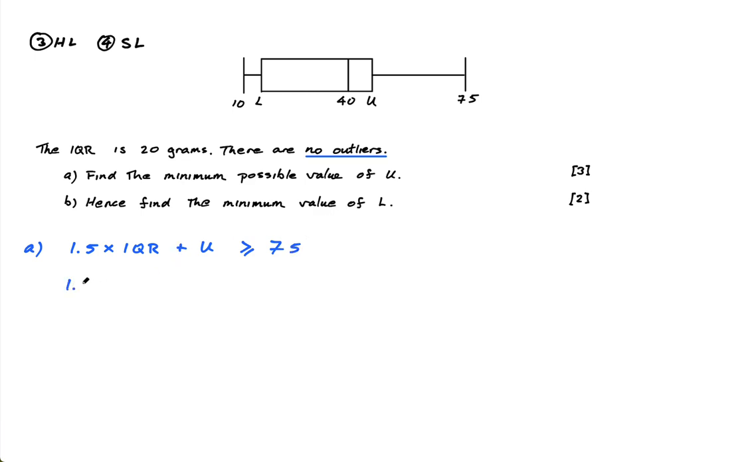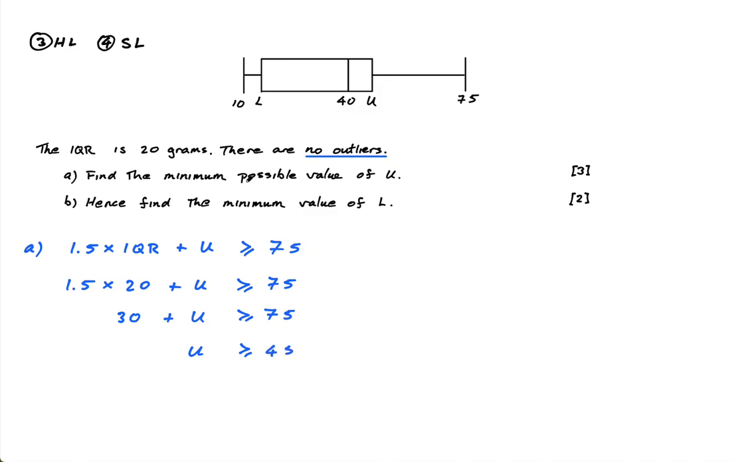So I'm going to do 1.5 times 20 plus U has to be greater or equal to 75. And then 1.5 times 20 is 30. 30 plus U is greater or equal to 75. And then obviously U has to be greater or equal to 45.